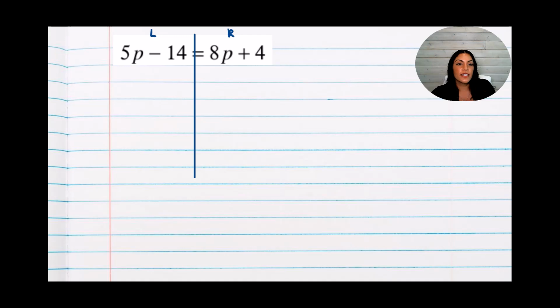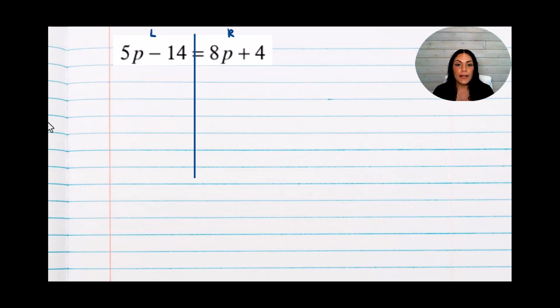Well, if you take a look at the left side, 5p and negative 14 are not like terms because 5p has a variable, right, and negative 14 does not have a variable. So therefore, we cannot actually combine them. Same thing when you take a look at the right side. 8p and 4 are not like terms. So that means we're already on step 3.